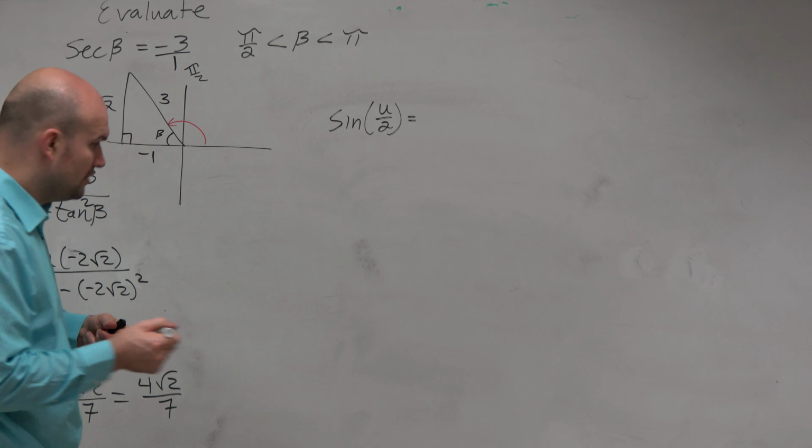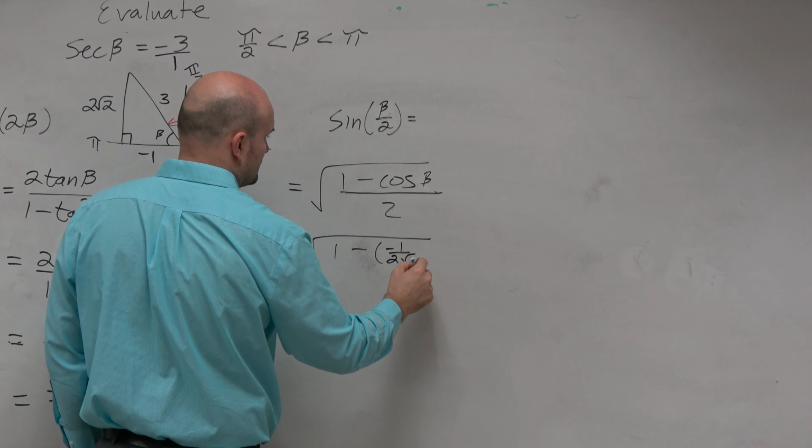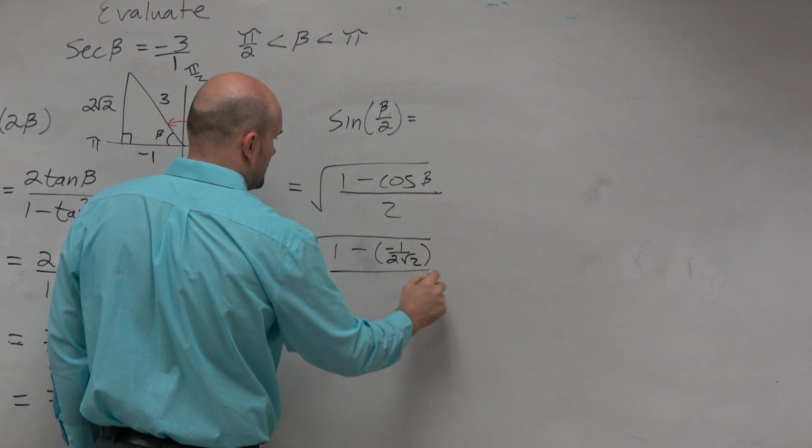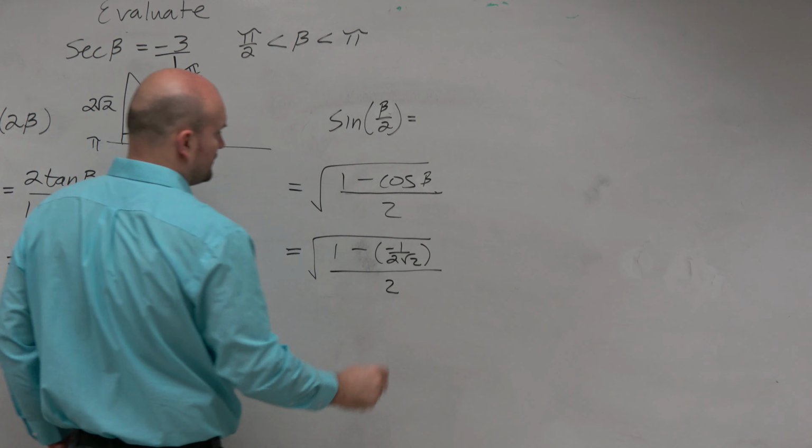So the cosine is -1 over 2 square root of 2 all over 2. And you know what? Let's actually simplify that, because I think it'll be easier to simplify it before. So if the cosine of beta equals -1 over 2 square root of 2, what would I want to do? I'd want to rationalize the denominator, right?